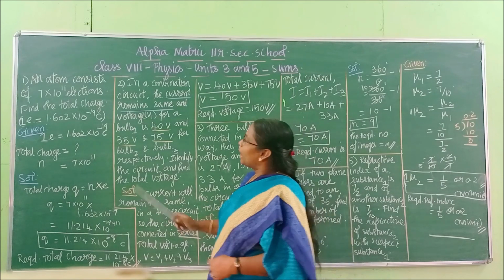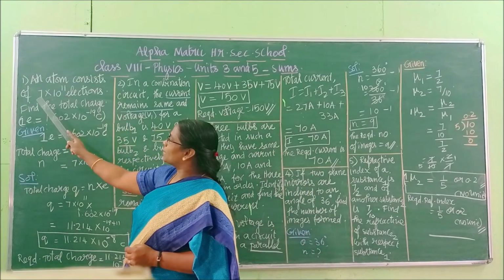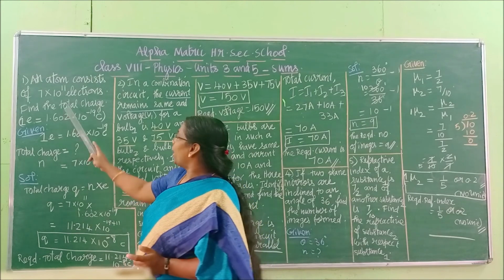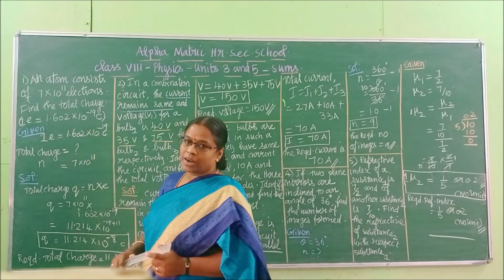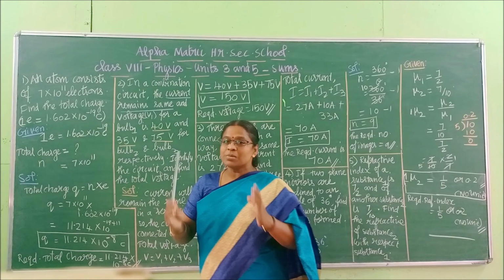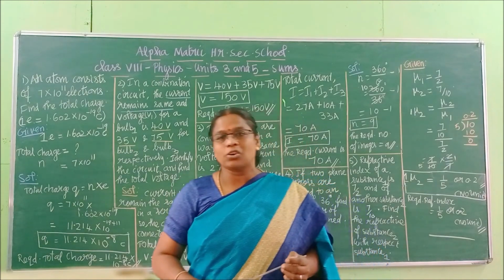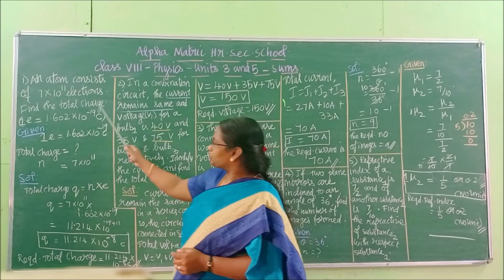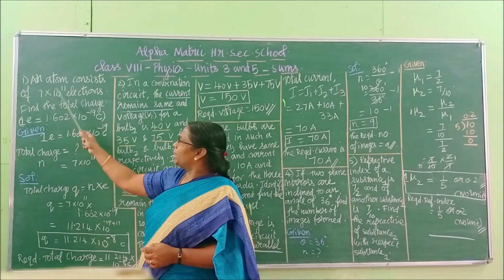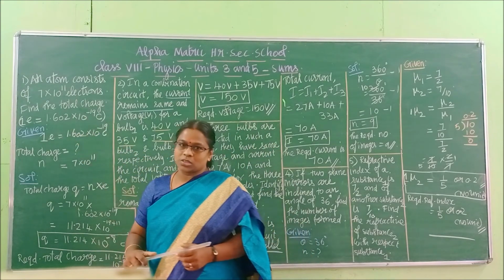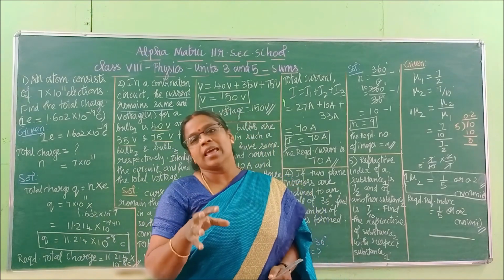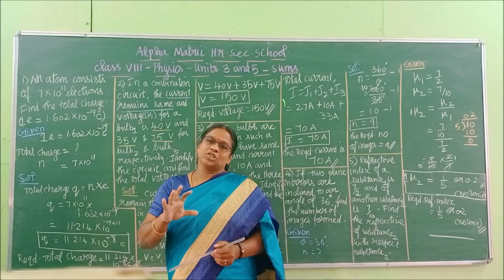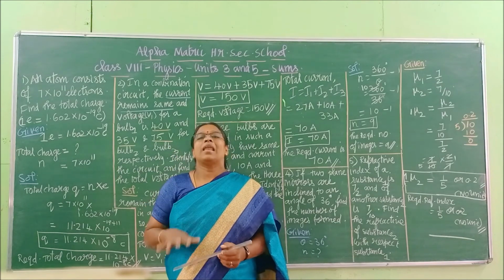First one. An atom consists of 7 into 10 power 11 electrons. Find the total charge. So an atom will contain proton, electron and neutron. In that they have given 7 into 10 power 11 electrons. So first they are asking us to find the total charge for the given number of electrons.